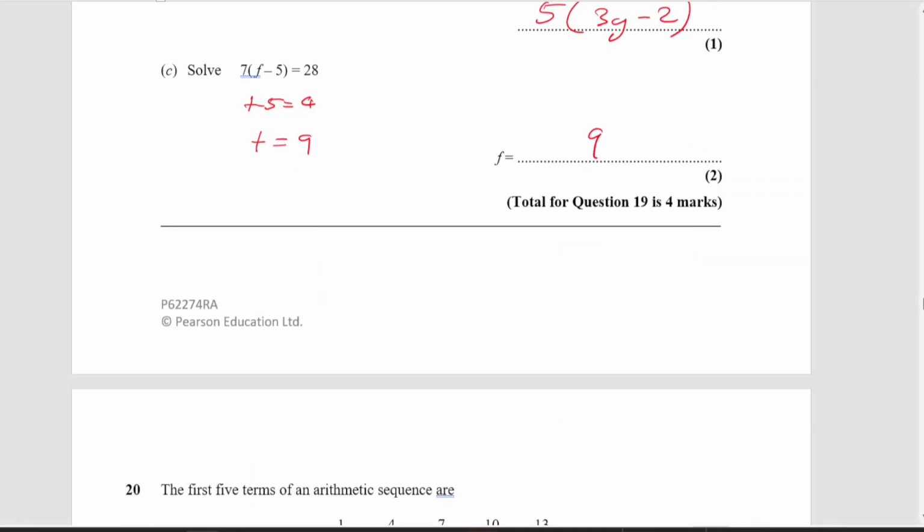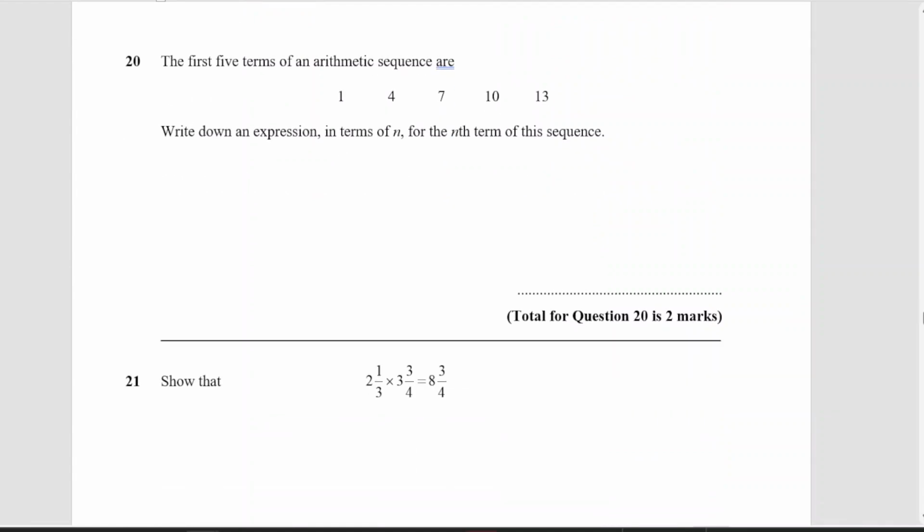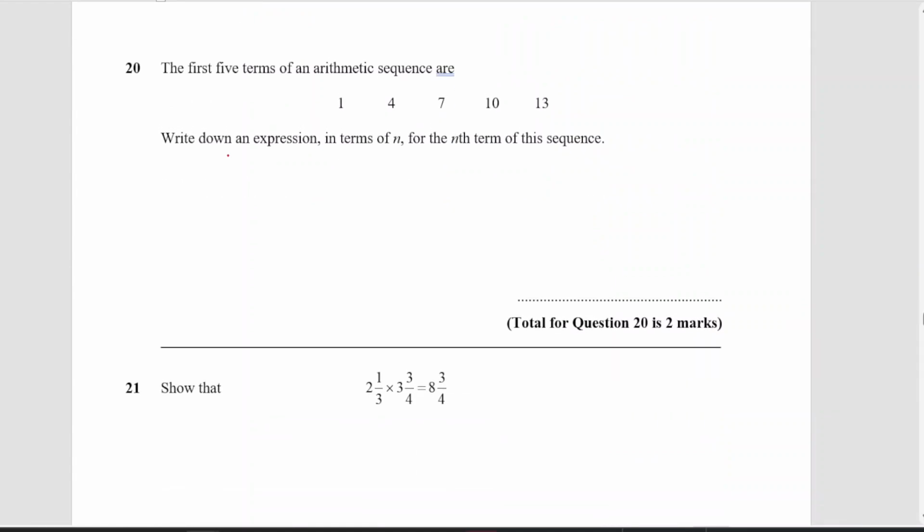Okay, question 20 then. The first 5 terms of an arithmetic sequence are given. Write down an expression for the nth term of the sequence. So the numbers are going up by 3 each time, so we're going to have a 3n at the start of our sequence. And then what do we need to do to the number 3 to get to the number 1? We would minus 2. So that's going to be my nth term, 3n minus 2.